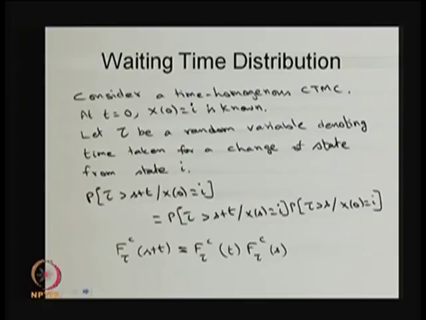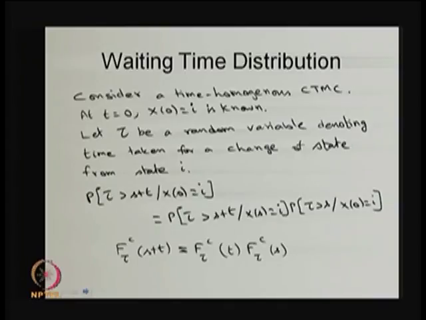That is called the waiting time distribution. That means, what is the distribution of the time spent in any state for a time homogeneous continuous time Markov chain before moving into any other states. I assume that at time 0 the system was in the state I. That means X of 0 is equal to I, that is known, or the probability of X of 0 equal to I is 1.